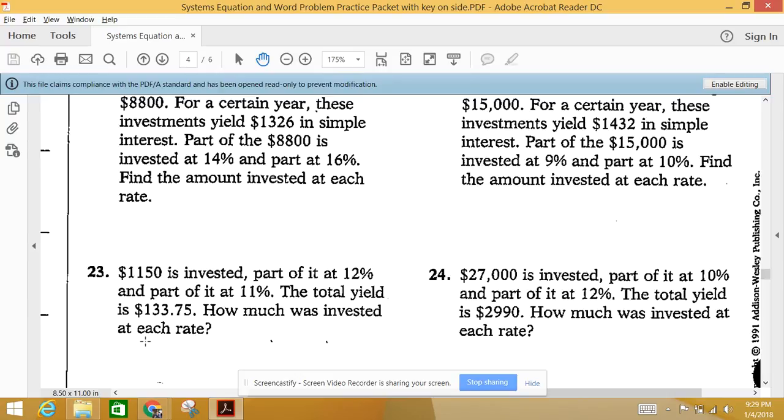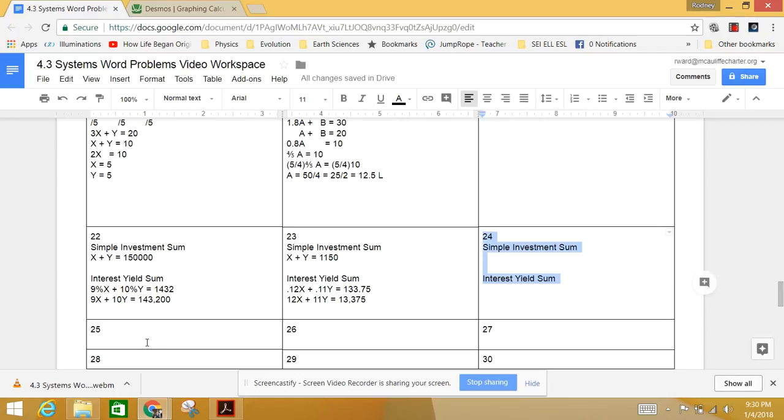So number 24, pause. And you're back, presumably. So having worked that out, in this one, you've got $27,000 you're investing. Hopefully at this point, you're seeing that they're all pretty much the same structure so far. There are some variations on this theme. But for right now, we're dealing with just a bunch of sums. So we have a simple sum that is two parts that are invested that make a total of $27,000. So our simple investment sum is x plus y equals $27,000.